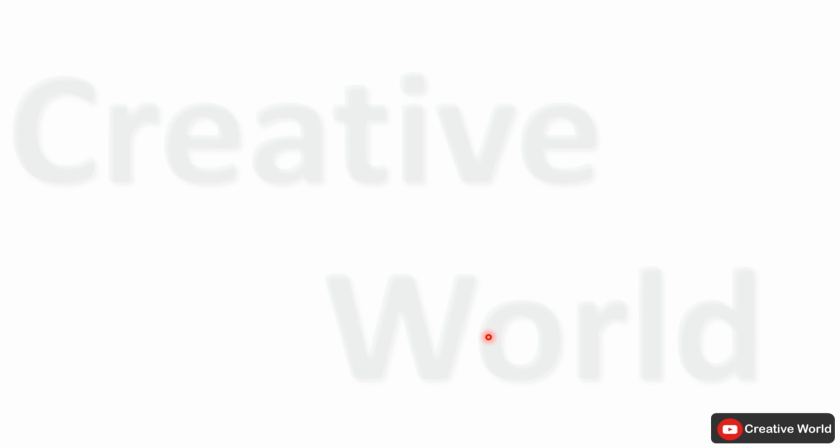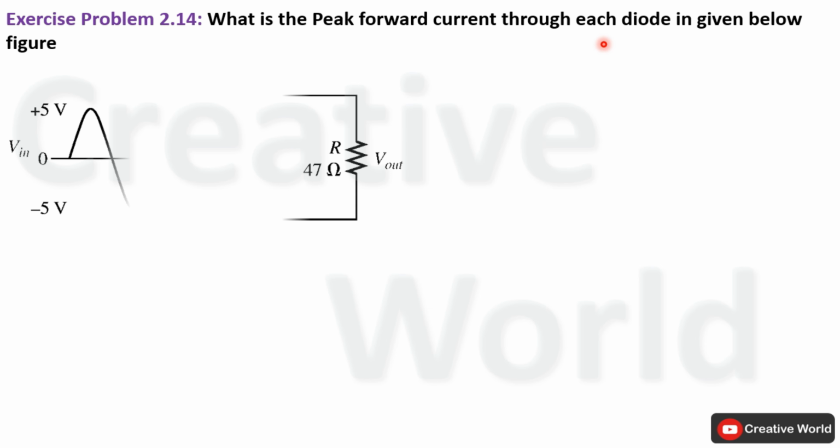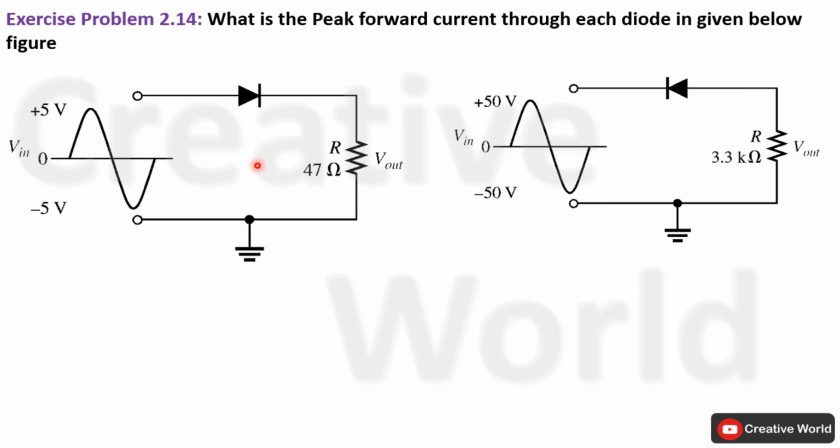Move toward the last problem. What is the peak forward current through each diode in the figure given below? Again we have to focus on these two circuits and find the peak forward current through the diode in each circuit diagram. In the previous problem we found the peak voltage across this 47 ohm resistance, that was 4.3 volt. Now in order to find the peak forward current through this diode, we will use Ohm's law to calculate the current through this resistance, and that same current will also be flowing through this diode because of series connection.